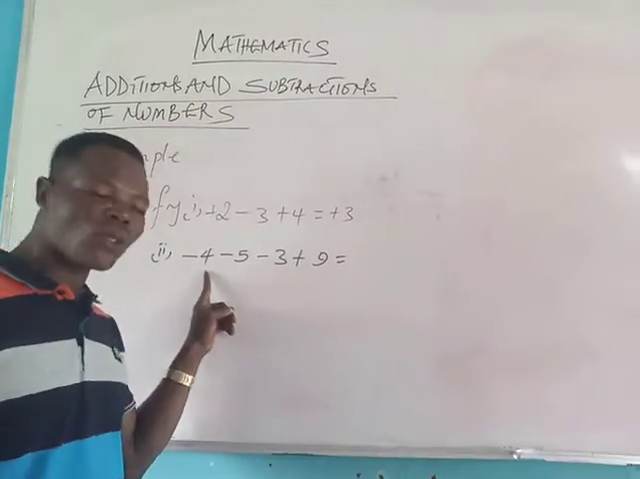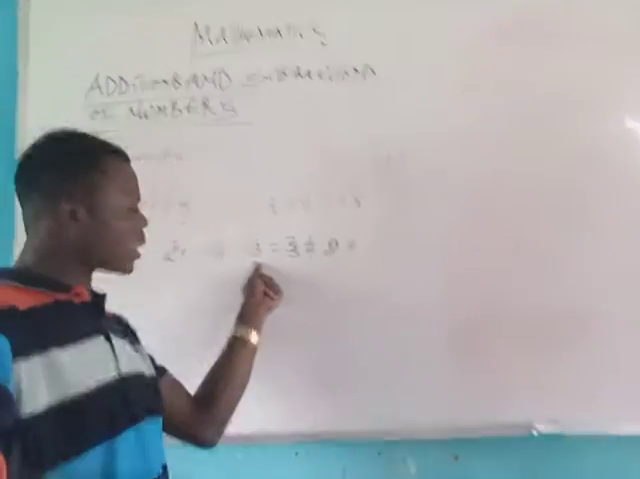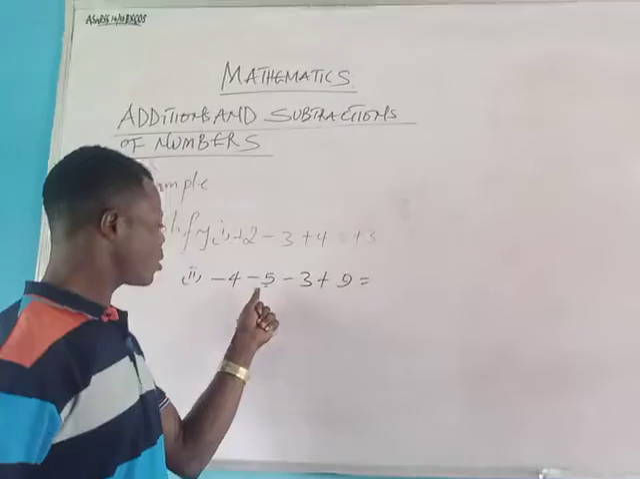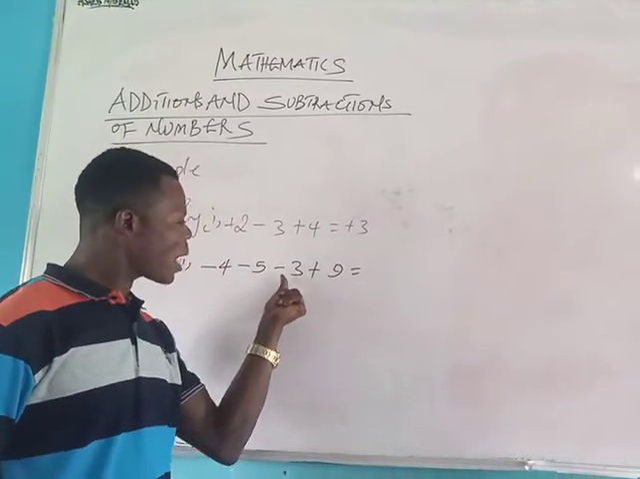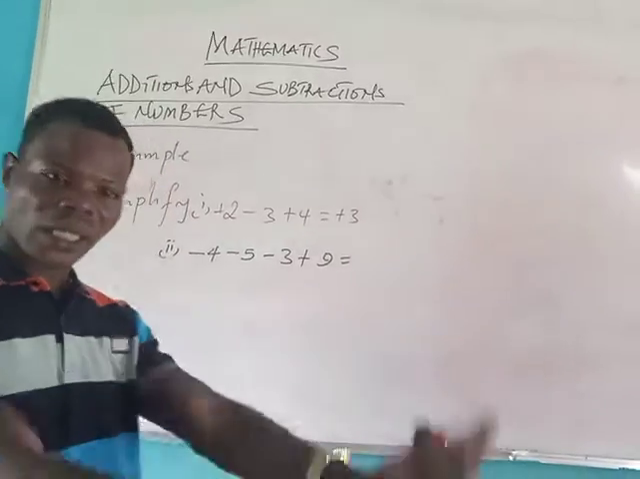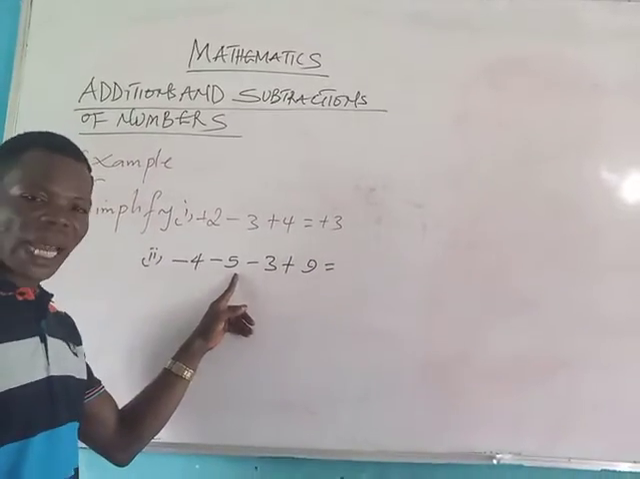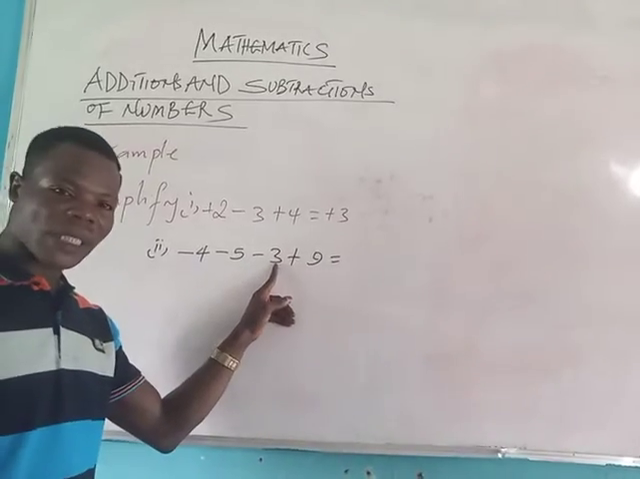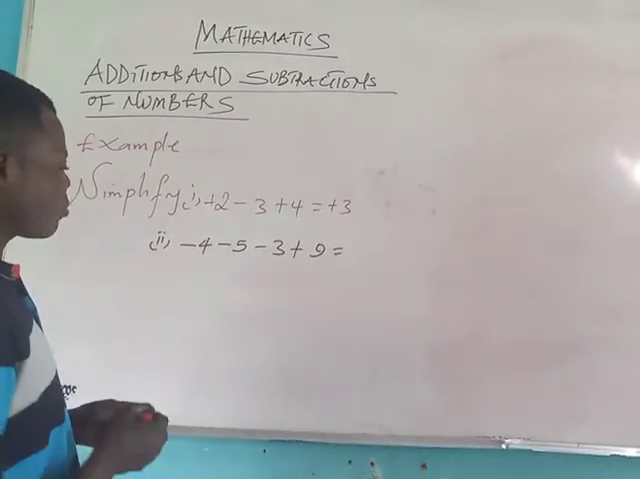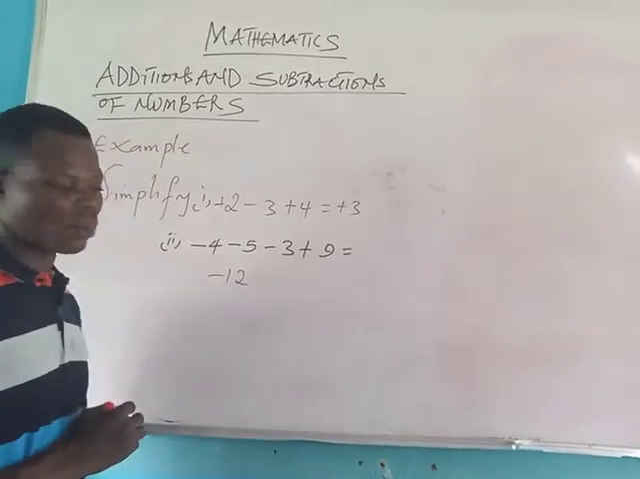That is, you are owing someone 4 naira because of this minus. You are also owing another person or the same person 5 naira, and you are owing another person 3 naira. Just add and see the total money you are going to pay back. 4, 5, 9, and 9 plus 3 will give you 12. Therefore, this one will be minus 12.